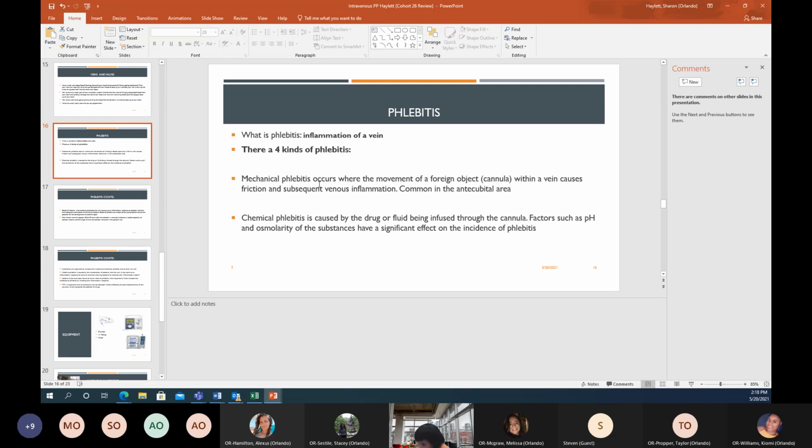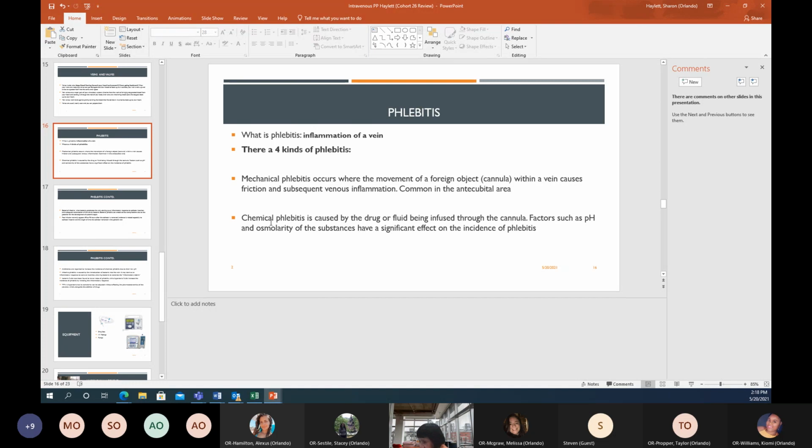So you need to know, the mechanical one occurs with the movement of a foreign object. When you put the IV in and the IV moves in the vein, it causes friction. That is what they call mechanical phlebitis, and it's common in the AC area because the IVs usually slip out when the patient is moving the arm up and down all the time.